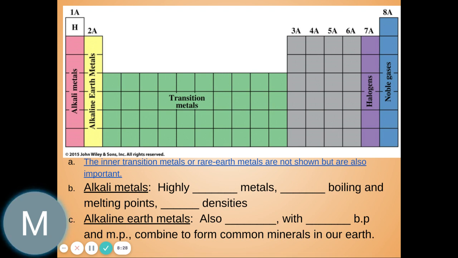So alkali metals, that's lithium, sodium, potassium, rubidium, cesium, francium. And those tend to be highly reactive metals. Reactivity is going to increase as we go down the periodic table.